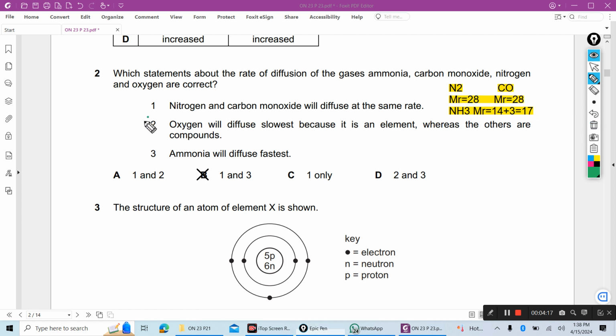But number 2 is wrong. Why? Oxygen will diffuse slowest because it is an element, whereas others are compounds. No, diffusion depends on the relative molecular mass. So oxygen is 32, which is greater than nitrogen and carbon monoxide. So number 2 is the wrong answer.